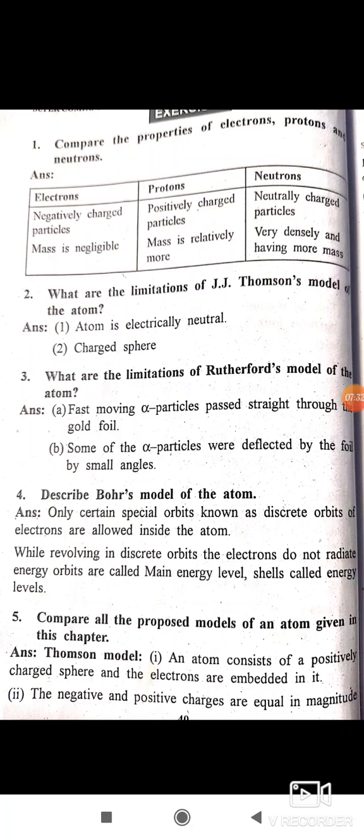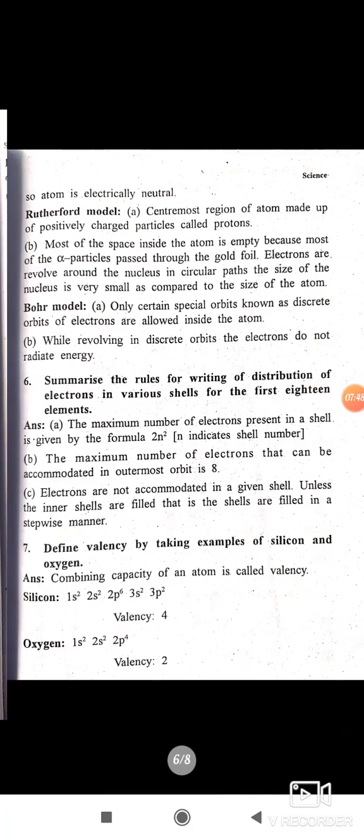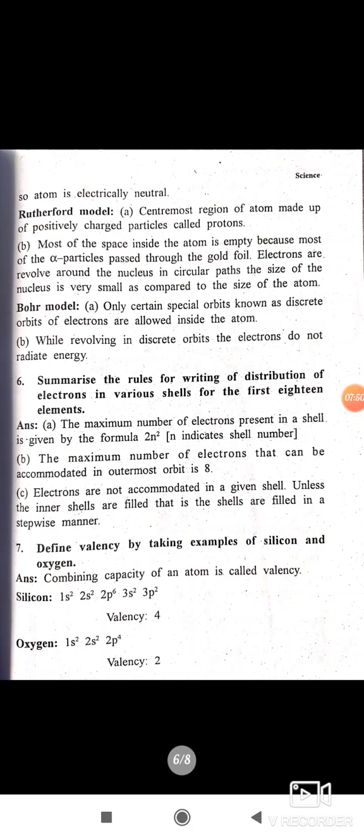So compare all the proposed models of an atom given in this chapter. So Thomson model. An atom consists of positively charged spheres and the electrons are embedded in it. The negative and positive charges are equal in magnitude, so atom is electrically neutral.